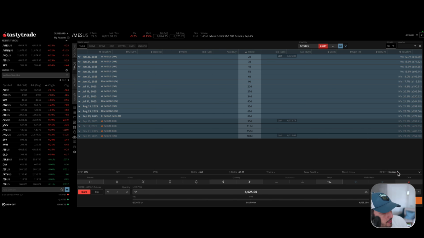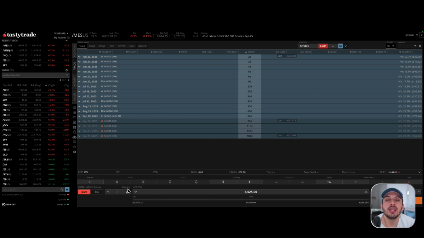So there it is. The buying power now is 2,200. This is a little bit more feasible. Now you can do more contracts than this, no problem. Cool. Now, you don't have to worry about theta decay. You don't need to worry about, well, I mean, delta you have to worry about, but not at the capacity that you would as an option buyer.